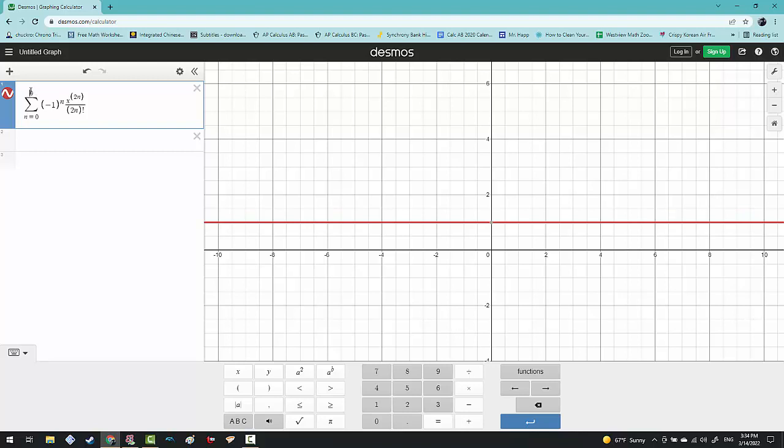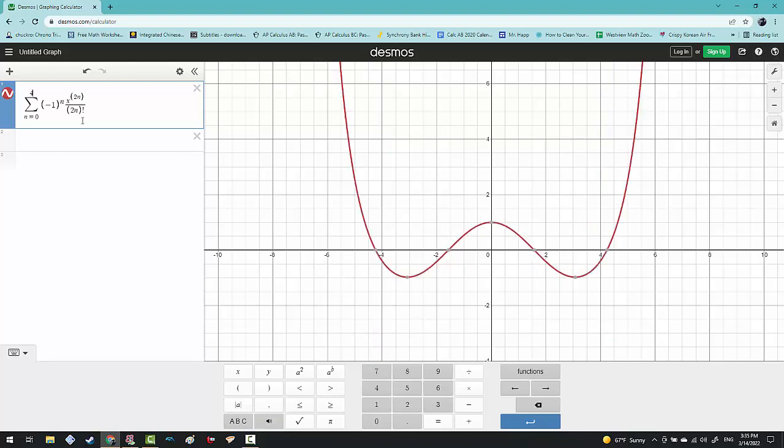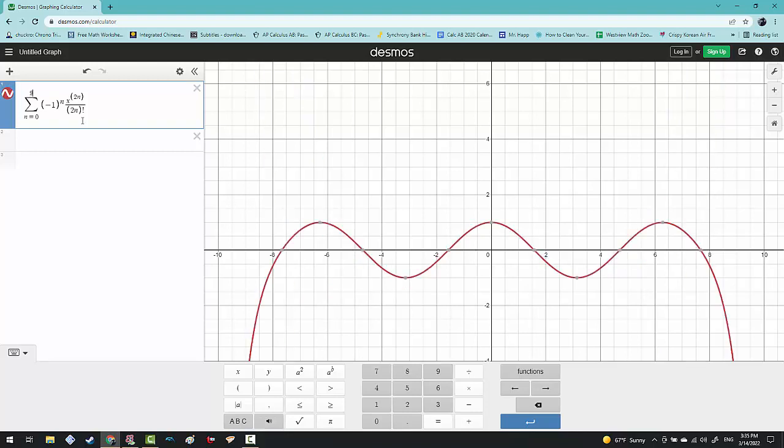If I look at the 0th term, I get that straight line right there. If I go to, say, 1 term, I get a parabola. 2 terms is a quartic function. 3 terms, 4 terms, 5 terms, 6, 7, 8, 9, and 100. And what I get is something that very much resembles cosine, right?